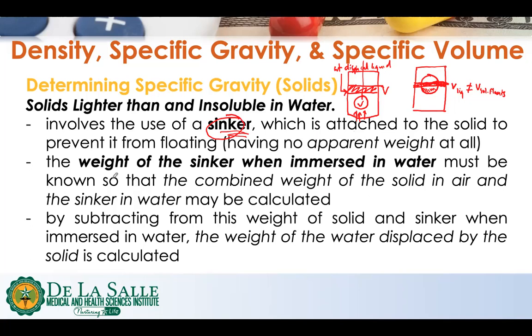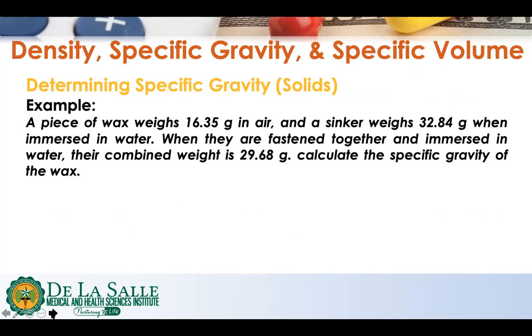So remember that the weight of the sinker when immersed in water must be known so that the combined weight of the solid in air and the sinker in water may be calculated. By subtracting from this weight of solid and sinker when immersed in water, the weight of the water displaced by the solid is calculated. So what do we mean by these statements? It is better for us to use this example to explain how to determine the specific gravity of solids lighter than water but insoluble in it.